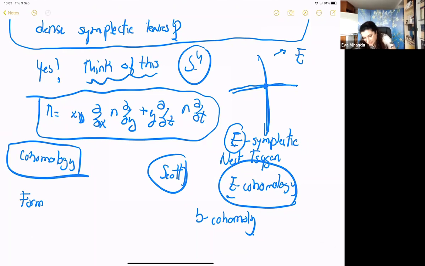So the answer is yes, this has been studied, and more is to come, because Pau, who's here, and I are still working on more on this. So we are very happy about this.